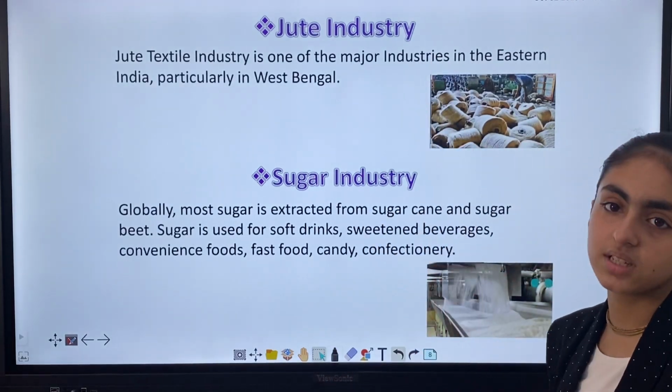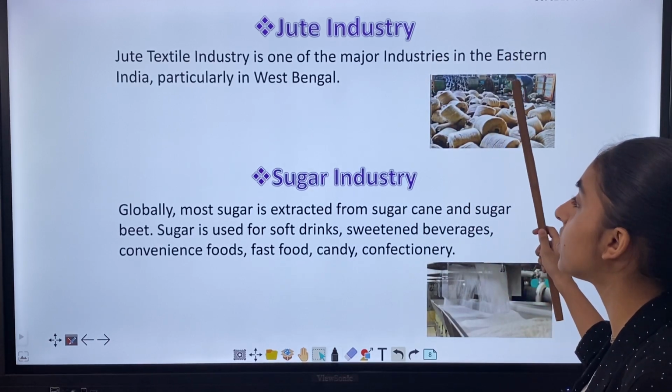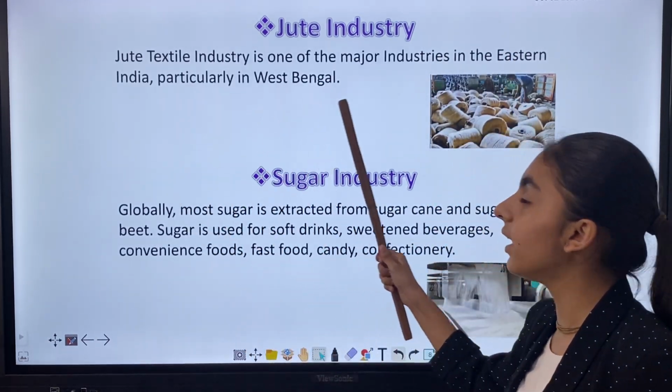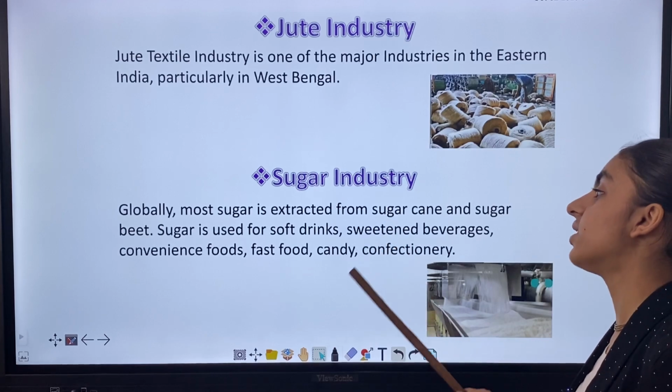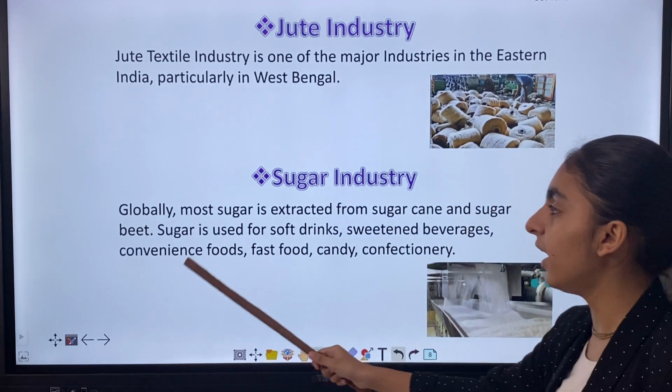Next comes the jute industry. Jute textile industry is one of the major industries in eastern India, particularly in West Bengal. Sugar industry. Globally, more sugar is extracted from sugarcane and sugar beet.